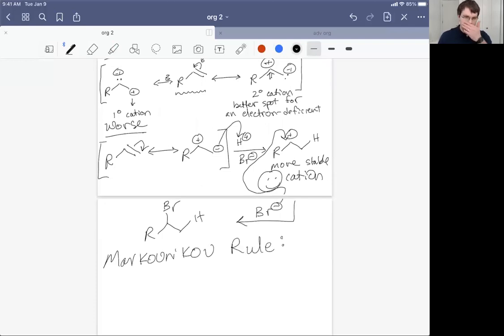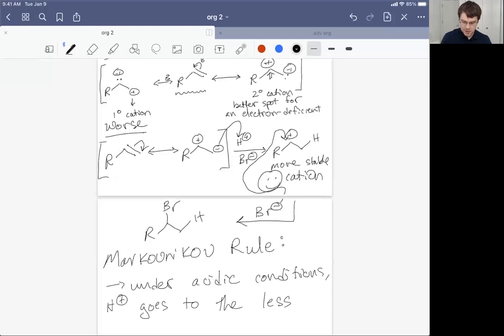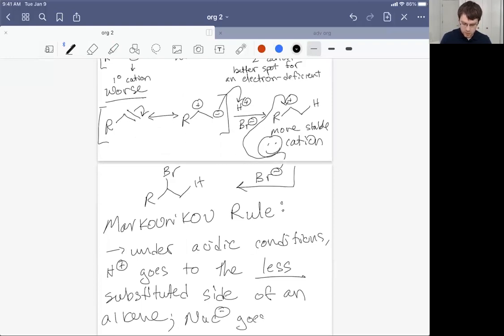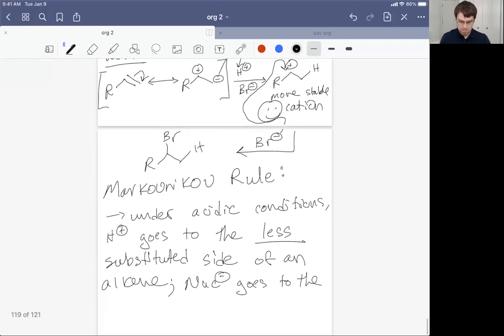Markovnikov Rule. What the Markovnikov Rule says is that under acidic conditions, H plus goes to the less substituted side of an alkene, and then the nucleophile goes to the more substituted side. Okay, I'll let you catch up there.